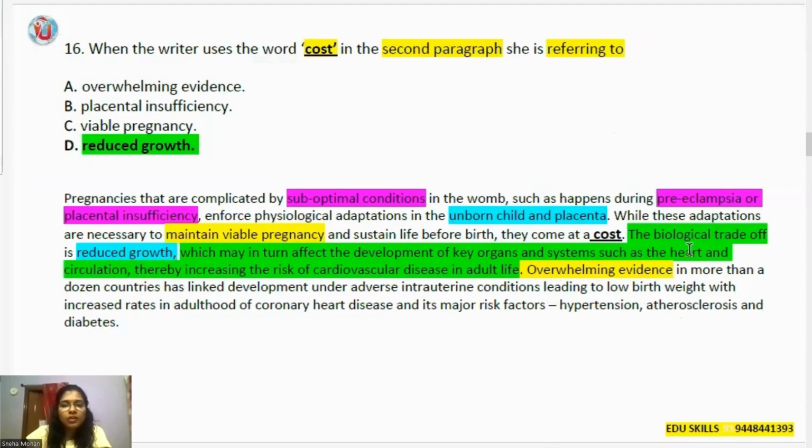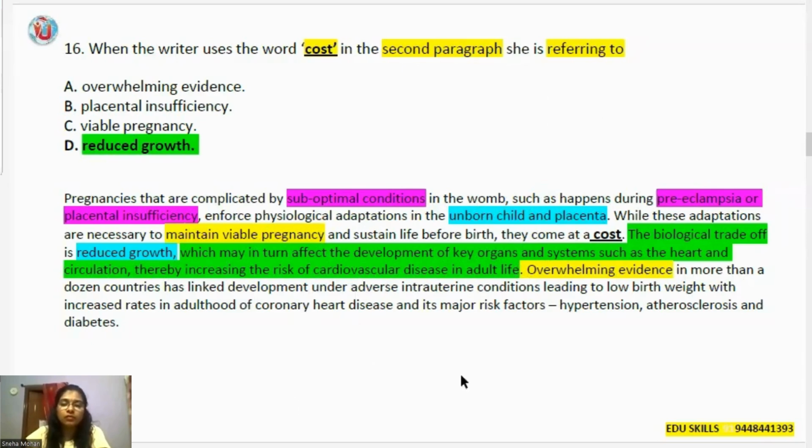That is the meaning. So here it is clearly told the pregnancies are complicated by suboptimal conditions. What are the suboptimal conditions? Preeclampsia and placental insufficiency. Because of this, they enforce, that is, they apply some physiological adaptations in the unborn child and placenta. So what are the positive things that have to be maintained here? We have to maintain the viable pregnancy and sustain life before birth. So when we have to preserve all these things, they come at a cost. It has some negative influence.